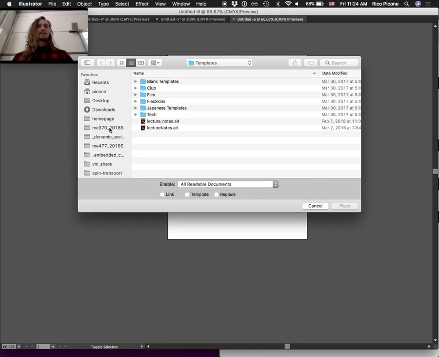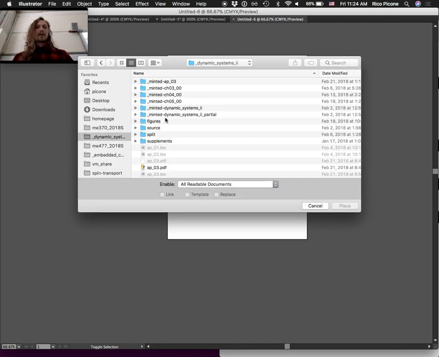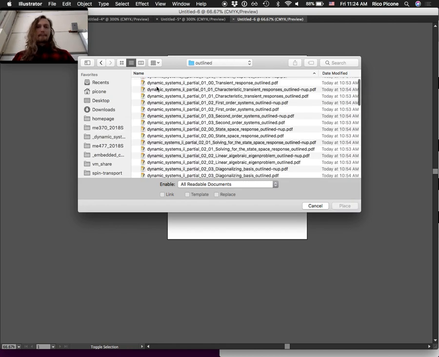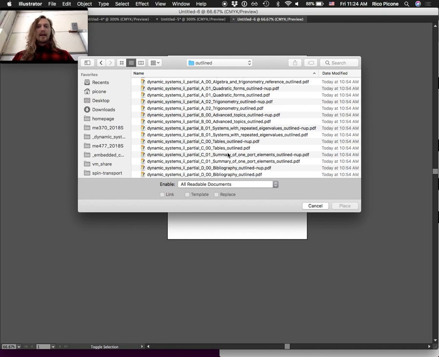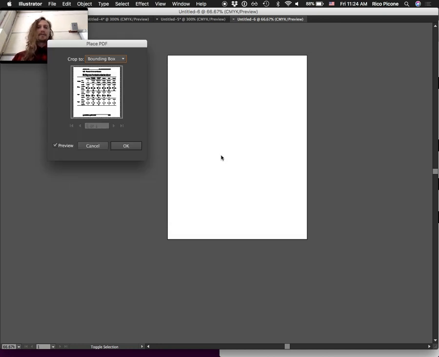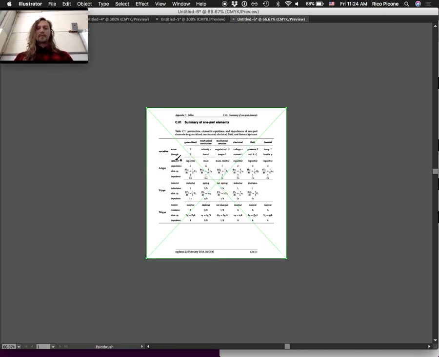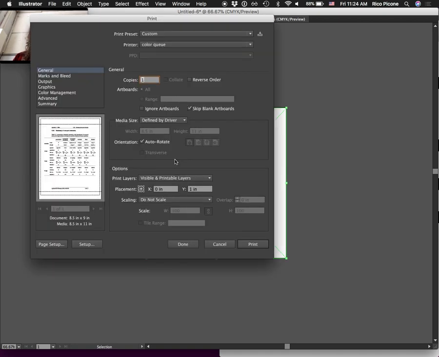So I lost it. It's already gone. It is from Appendix C.